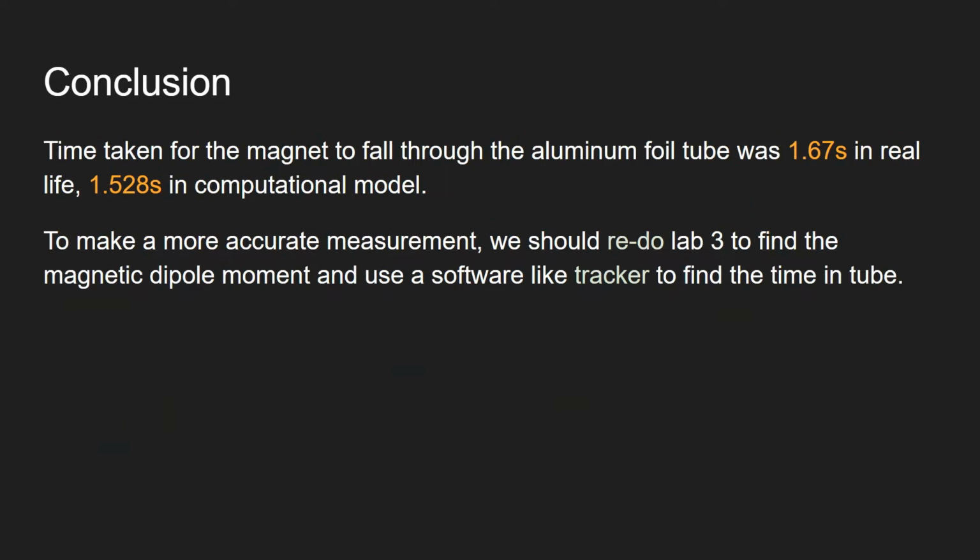To conclude, the time taken for the magnet to fall through the aluminum foil tube was 1.67 seconds in real life and 1.528 seconds in the computational model. And to make a more accurate measurement, we should redo lab 3 to find the magnetic dipole moment and use software like Tracker to find the time in tube.